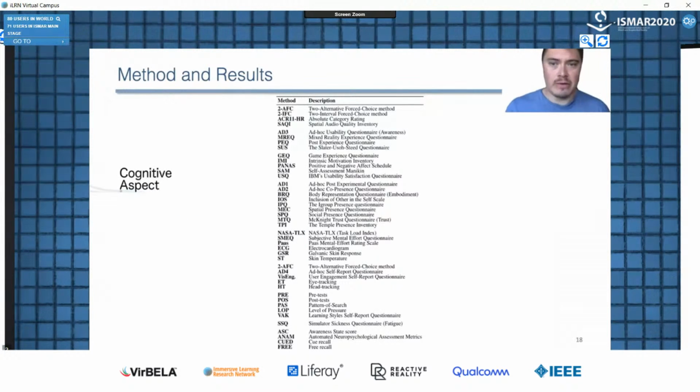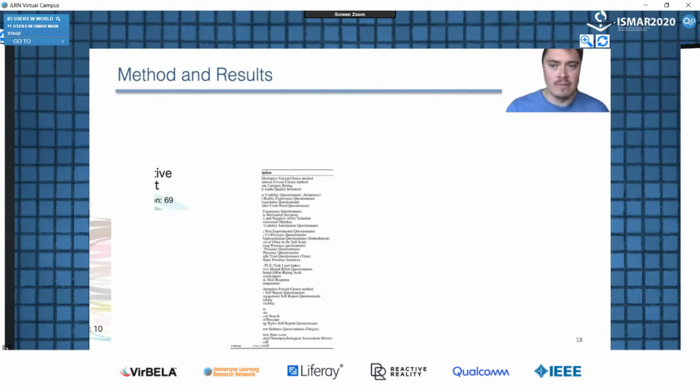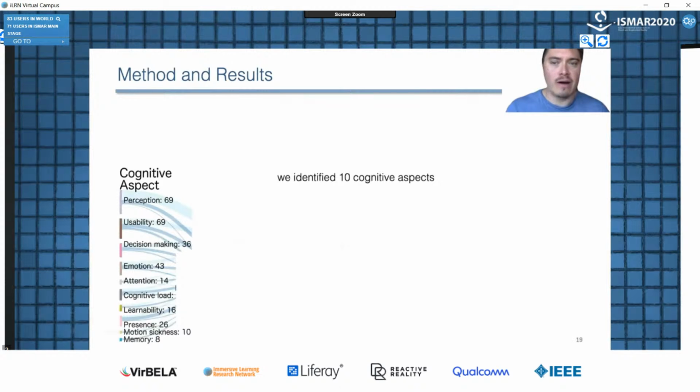For each paper, we also extracted specific methods that are used in evaluations to analyze specific human aspects that deal with cognition. We use these methods as a proxy to identify cognitive aspects that are involved in evaluations. In the end, we found 10 cognitive aspects.